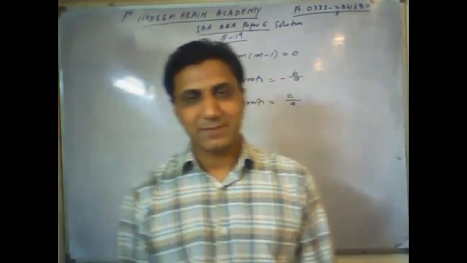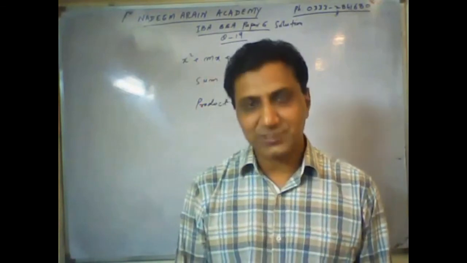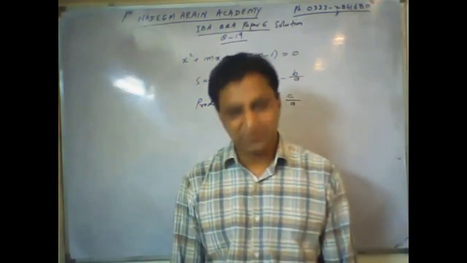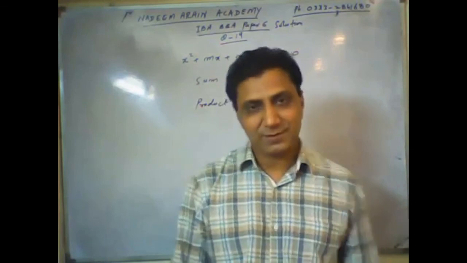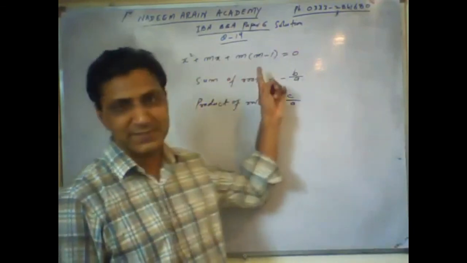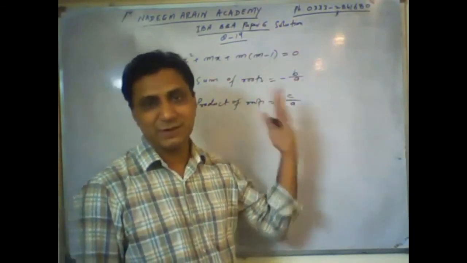IBA past paper 6, question number 19. The question says, if the product of the two roots of the quadratic equation x squared plus mx plus m minus 1 is equal to 0 is 2, what is the value of m?